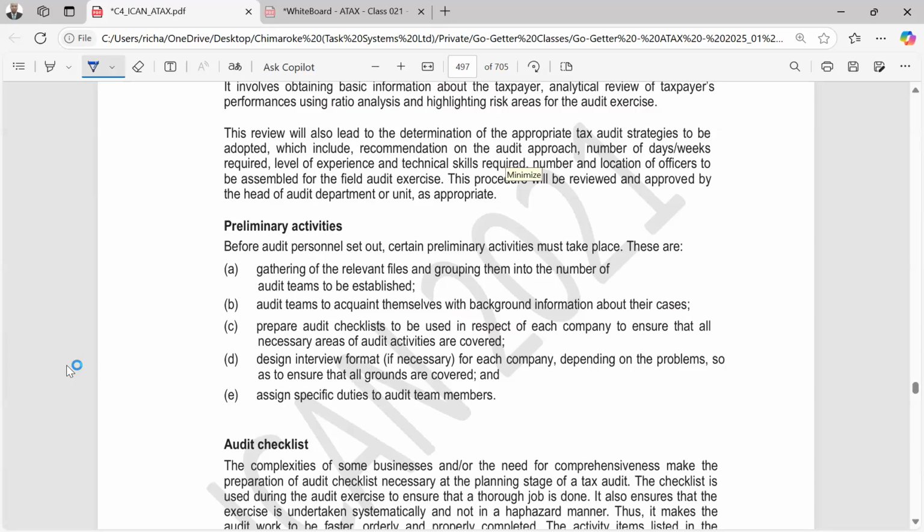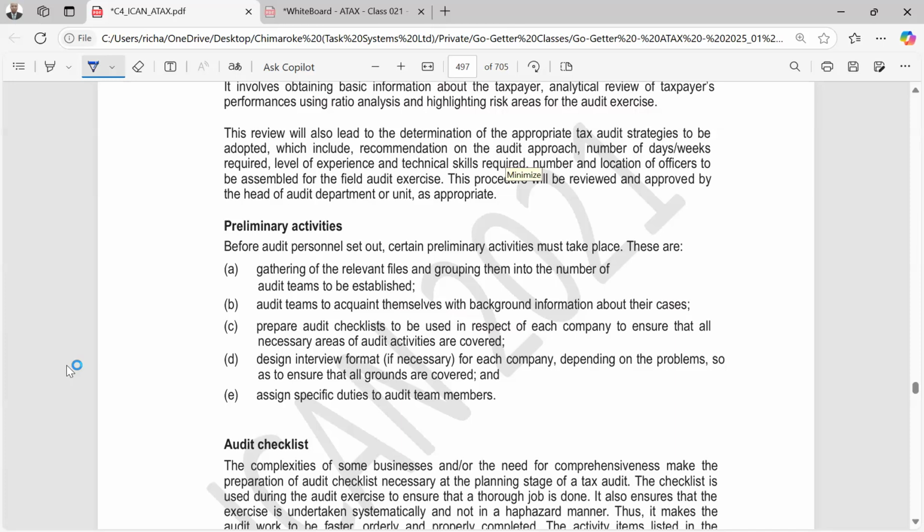Then they will now acquaint themselves with the background information about their cases. What is the information about their case? So now they have knowledge about their company. Now, back to the business. What is the background information about their case? Is it that they have not submitted tax returns for 2 years? Is it that they are making losses continuously? What is it about them?